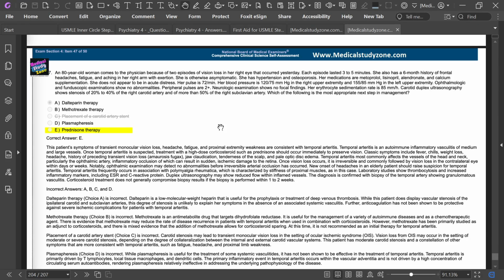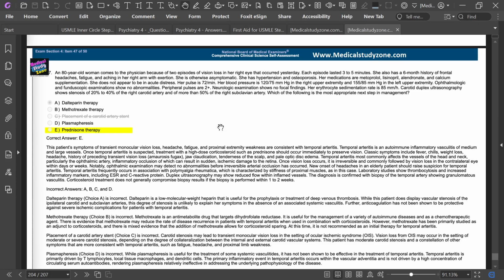Notably, ophthalmic examination may detect no abnormalities before irreversible arterial occlusion has occurred. New onset headache in an elderly patient should raise suspicion of temporal arteritis.